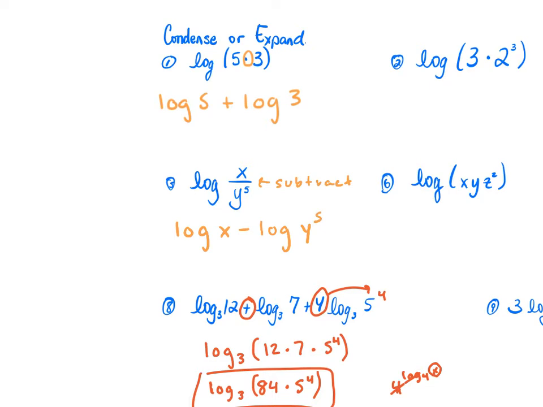Do we have to do anything else? Move the 5 to the front. So when you're expanding, you got to move your exponent to the front. So log of x minus 5 log of y.